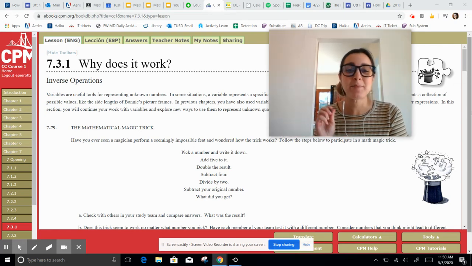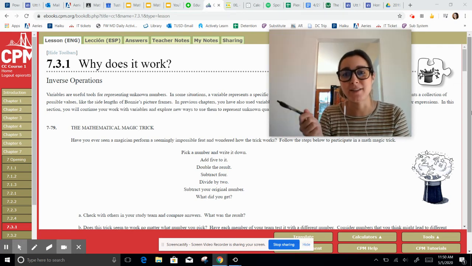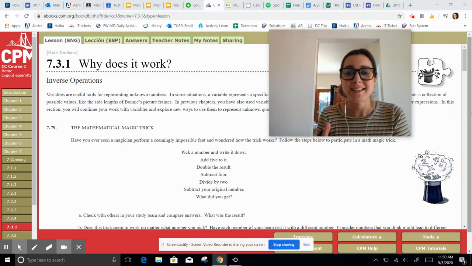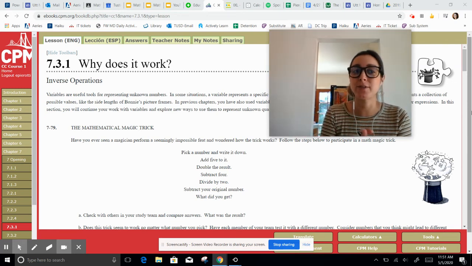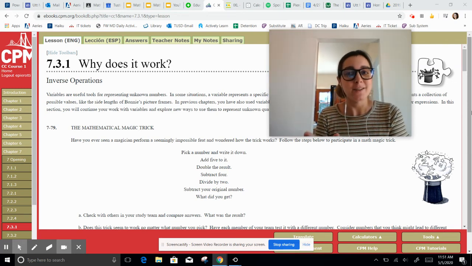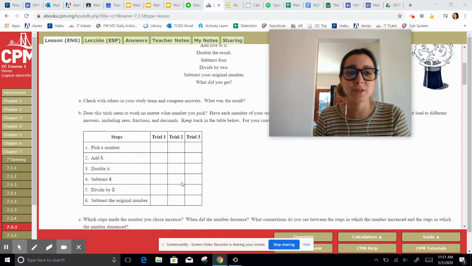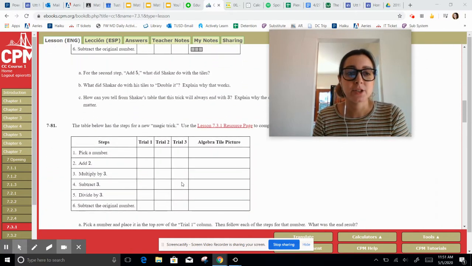How do I know? Because 1, I've taught this lesson a few times, and 2, because there's math behind this. So we can actually reverse engineer this problem using inverse operations to figure out what the answer is going to be no matter what number your person starts with. So we're going to look at 7-81.